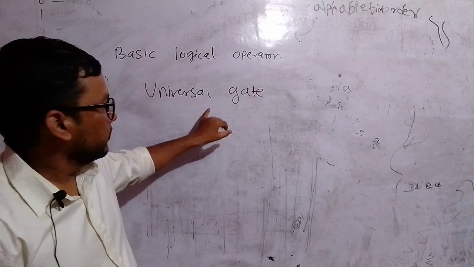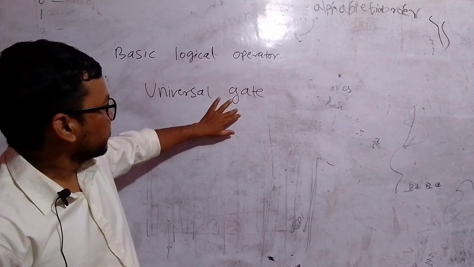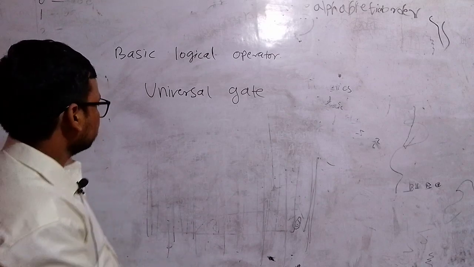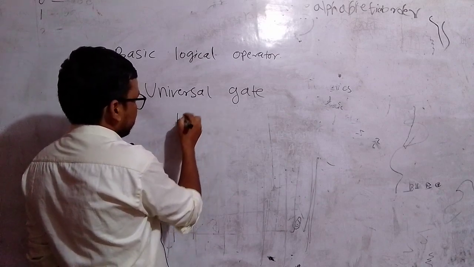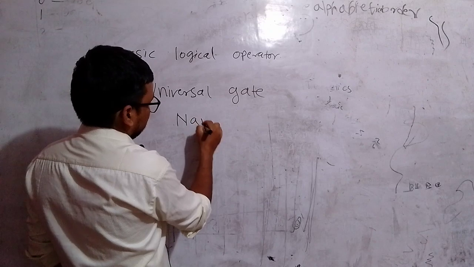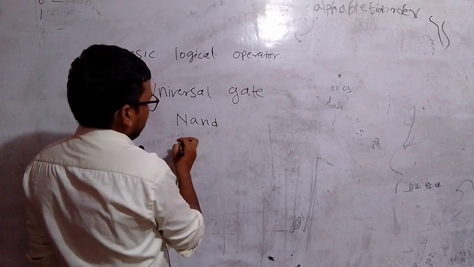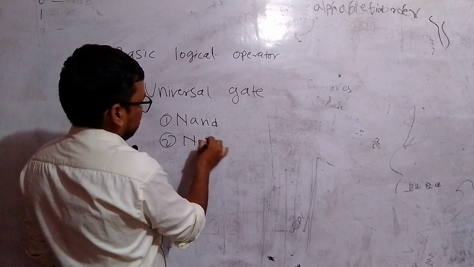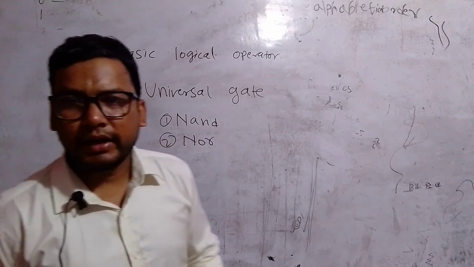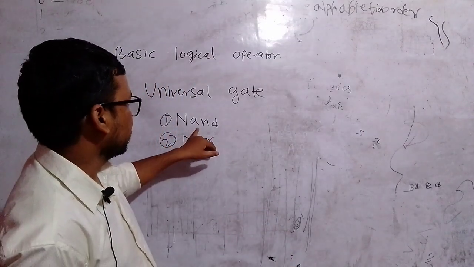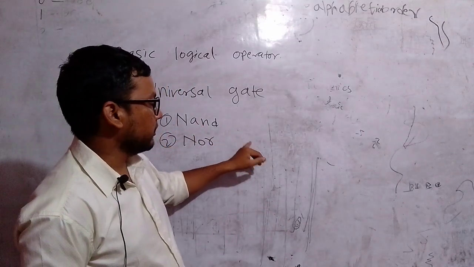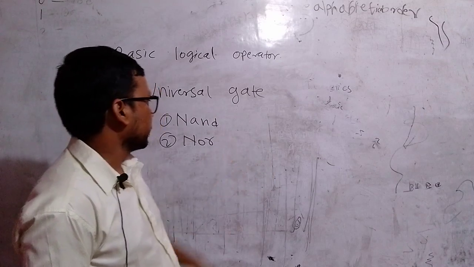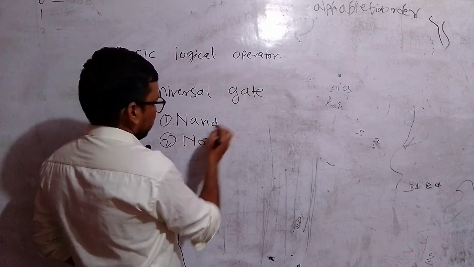Universal gates are those gates which we can use to make all the basic gates. Now what are these? NAND gate and NOR gate. NAND gate and NOR gate are called universal gates because the NAND gate can be used to make AND or NOT gates. The NOR gate also can be used to make AND or NOT gates. Now the NAND gate.